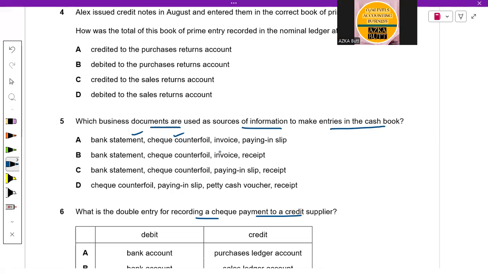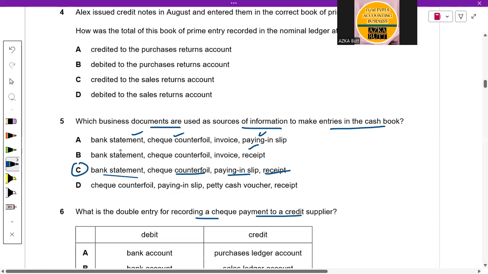And the paying in slip is used when money is deposited into the bank, serving as a source of record of receipts in the cash book. And the receipt is the proof of payments received, which are recorded in the cash book as income. Other documents such as invoices or petty cash vouchers relate more to recording in specific ledgers or petty cash books rather than the cash book itself. So that's why option C is the right option. Bank statement is also the source, check counterfoil, paying in slip, and receipt.